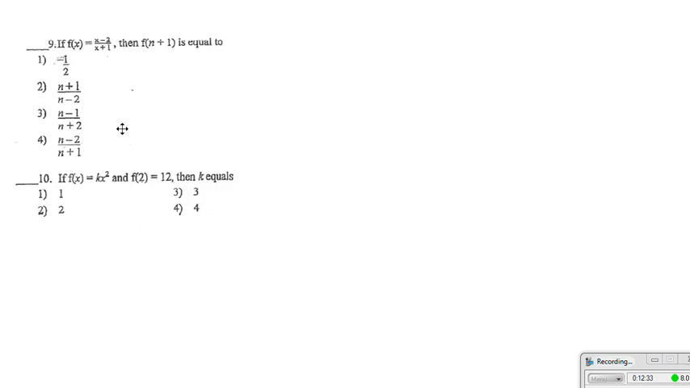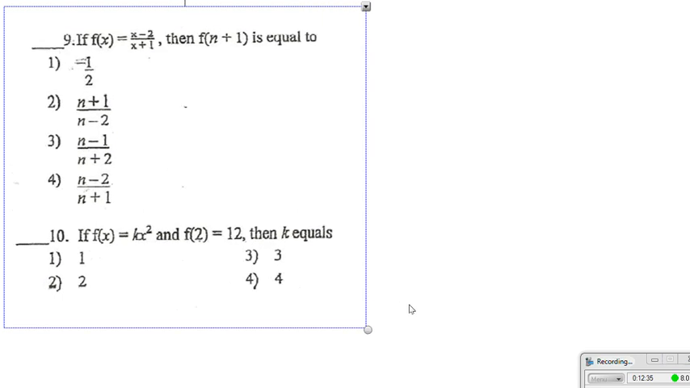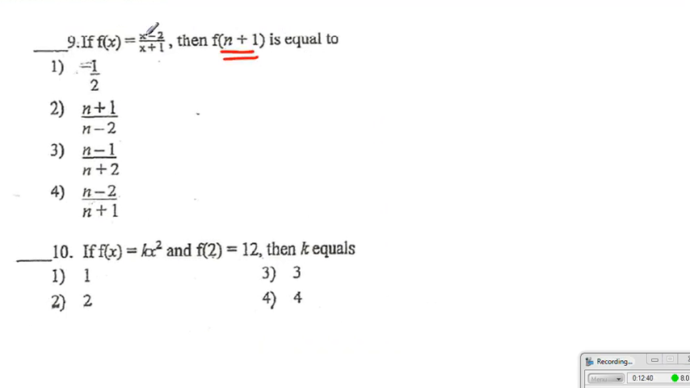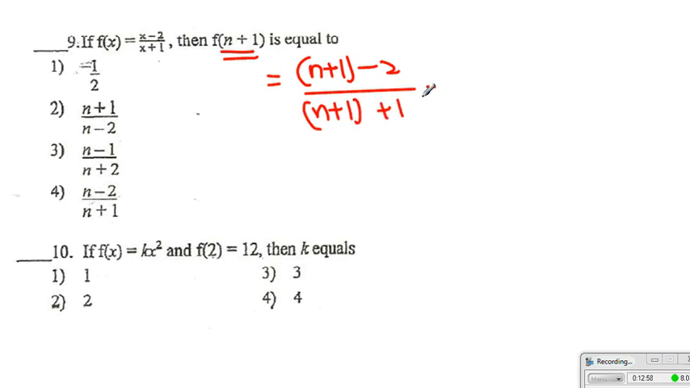All right, how about this one? In this case, all we have to do is plug in n plus 1 in place of x's. Then we get f of n plus 1 will be n plus 1 in place of x minus 2, and then you put n plus 1 in place of x here, n plus 1 plus 1. Once you simplify this, we'll end up getting n minus 1 on top and n plus 2 on the bottom. So this will be our answer, choice number 3.